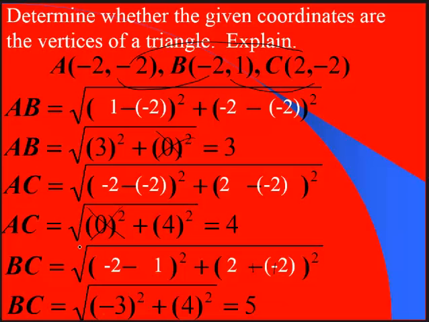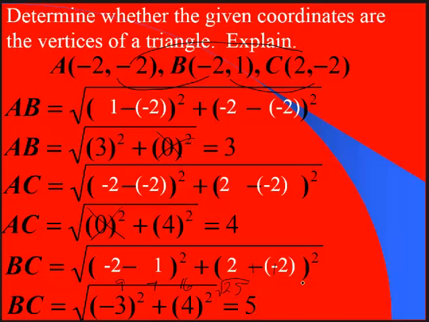Okay, so what is negative 3 squared? Negative 3 times negative 3 is a positive 9. 4 times 4 is 16. 9 plus 16 is 25. And we're taking the square root of that. So we get a 5 here. So our three lengths, AB is 3, AC is 4, BC is 5.